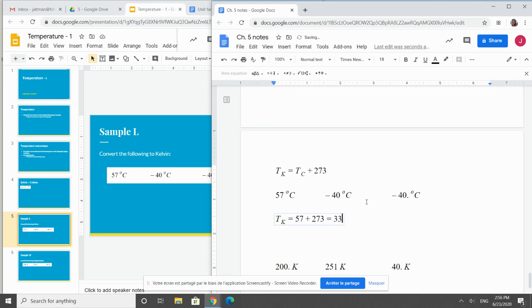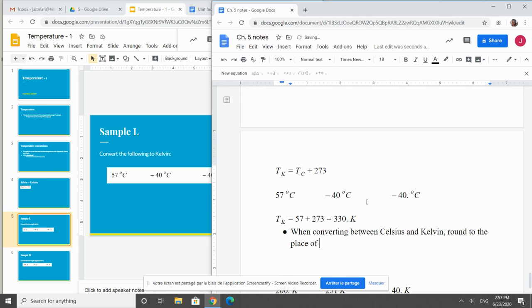So I get 330, and you could put a dot here. I'll probably have talked more about that in class. When we are converting between Celsius and Kelvin, we round to whatever place that we start with. So because 57 was to the nearest ones place, that's where we round to. That is only applicable to the H class. So it's not number of sig figs, it's actually the place.